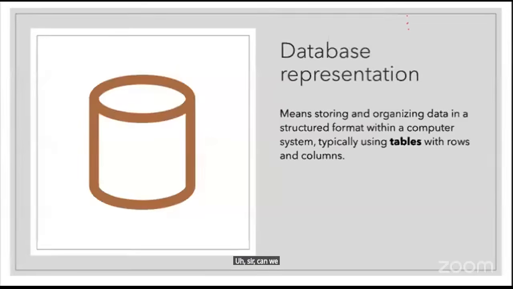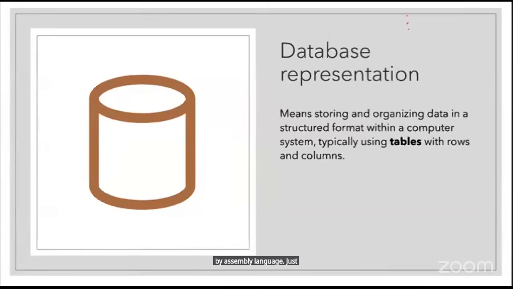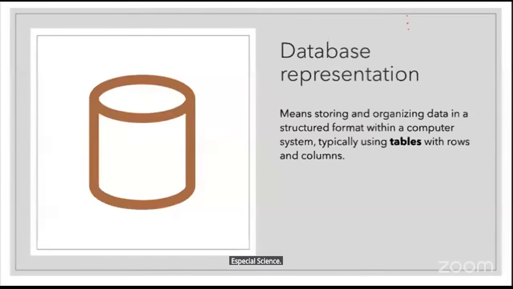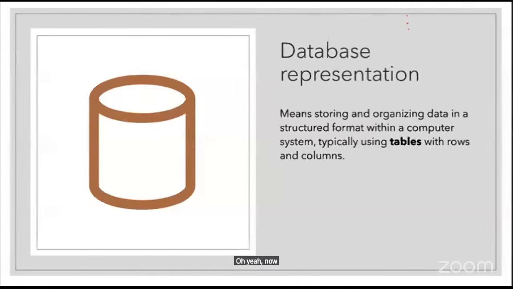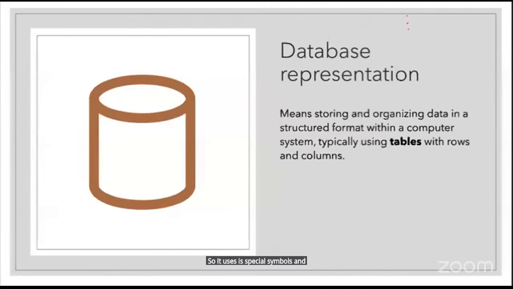So can we say traffic symbols are an example? No. There are special symbols. After this lecture, do something yourself. Type assembly language. Just write a brief explanation of what assembly language is. You will see that assembly language has its own special symbols and characters. Not any symbol you come across. It has its special symbols, its special signs, and its special words it uses. It's not any symbol. It's a programming language. For example, in C++, if you want to declare an integer, you write int. Now check in assembly language, if you want to declare an integer, what is it? It uses its own special symbols and signs.